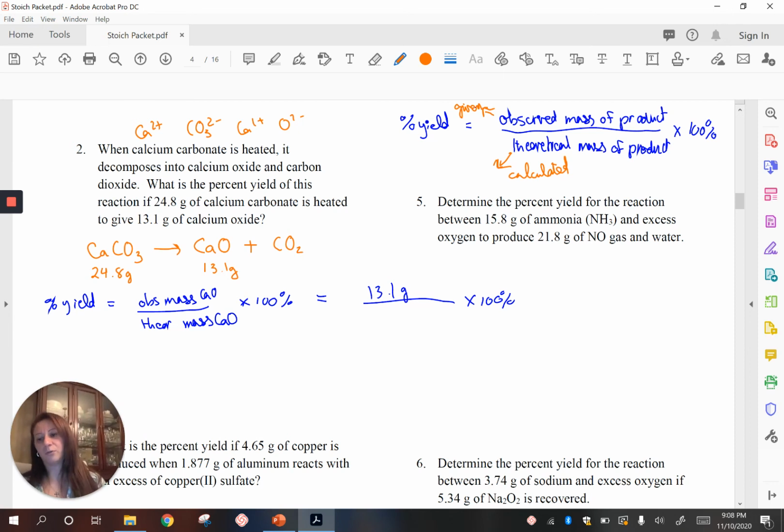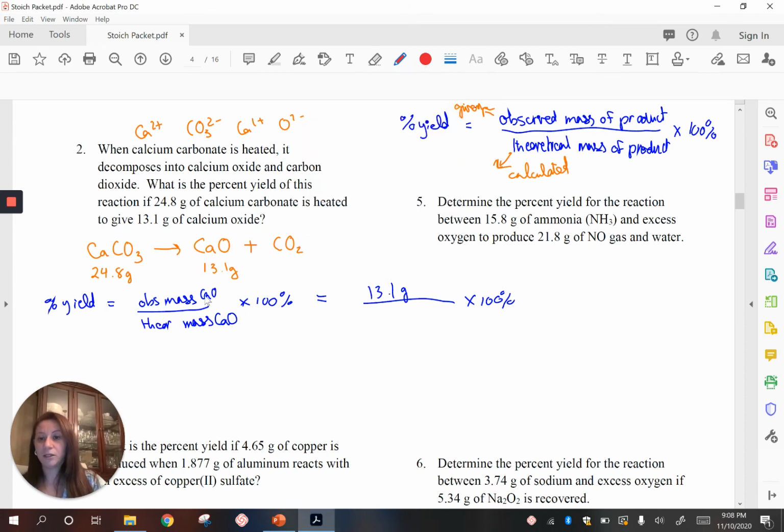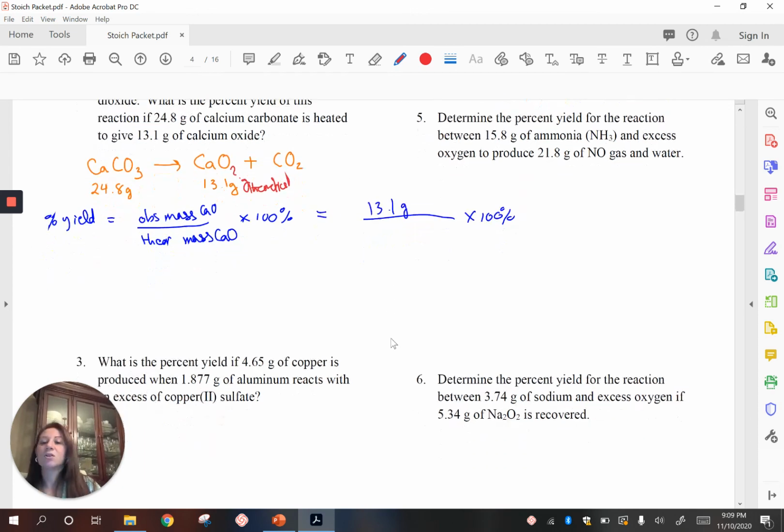The theoretical is a number that you calculate. So we have our observed value, but we don't know what the calculated or theoretical value is. So that's what we're trying to find. We are trying to find the theoretical mass of the calcium oxide. That's what we're trying to find so that we can plug it in here to find the percent yield. So how do we find the mass of the CaO?